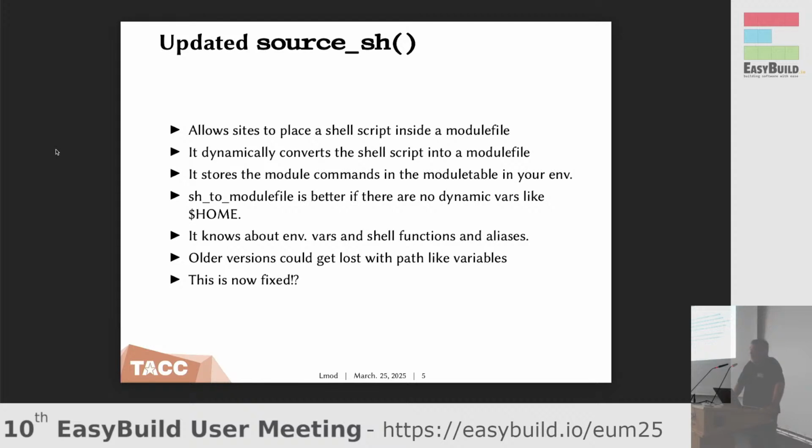Shell to module file is better because you only do that translation once, but it's obviously useless if there are dynamic variables in there. One of the updated changes: it always knew about environment variables, but now it tracks shell functions and aliases. The older version of this, Lmod 8.6, would get lost with path-like variables. I believe I fixed that, I hope. So far, I've seen no bugs on it, so I'm going to say it's fixed until proven otherwise.